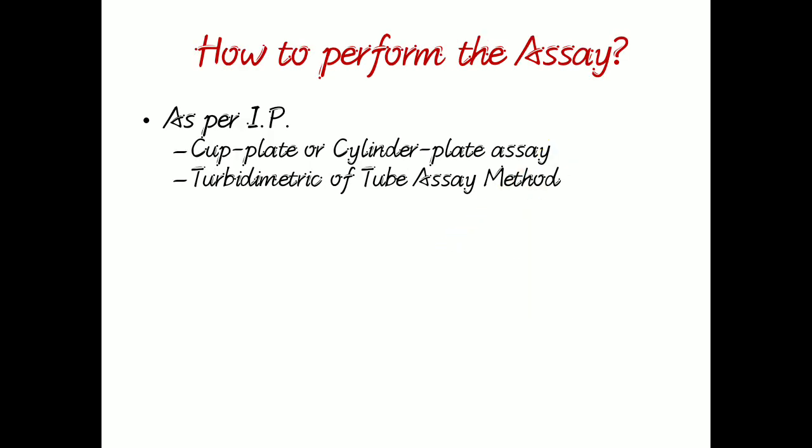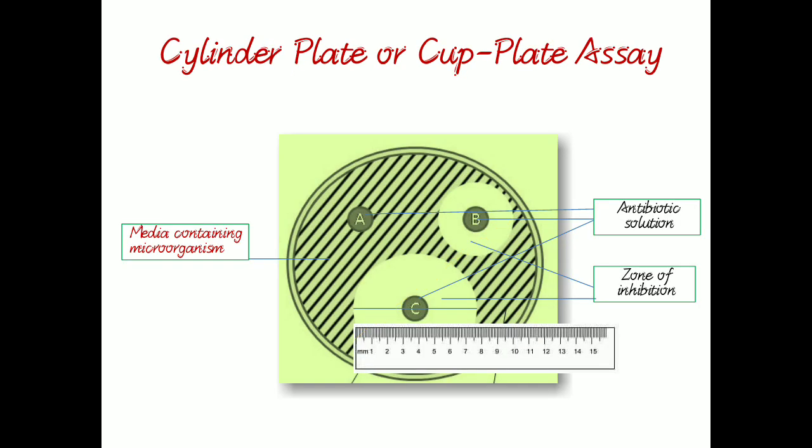So how to do it? As per Indian Pharmacopoeia, there are two main methods which are utilized. One is called method A, or cylinder plate method or cup plate method, and method B, that is turbidimetry or tube assay method, right? So let's discuss them one by one.